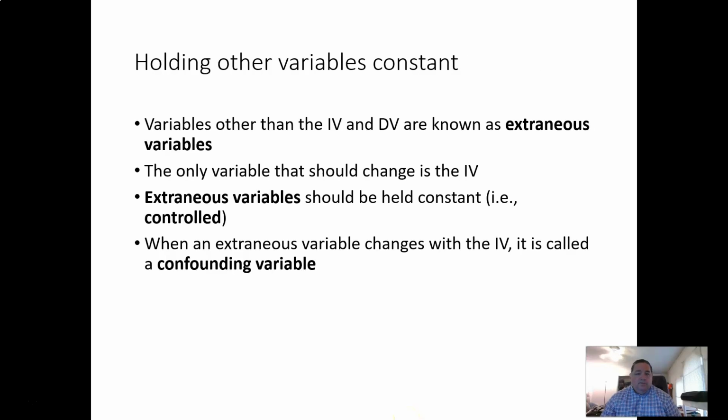Holding other variables constant. Variables other than the IV and DV are known as extraneous variables. The only variable that should change is the independent variable. Extraneous variables should be held constant, i.e. controlled. And when an extraneous variable changes with the IV, it is called a confounding variable.